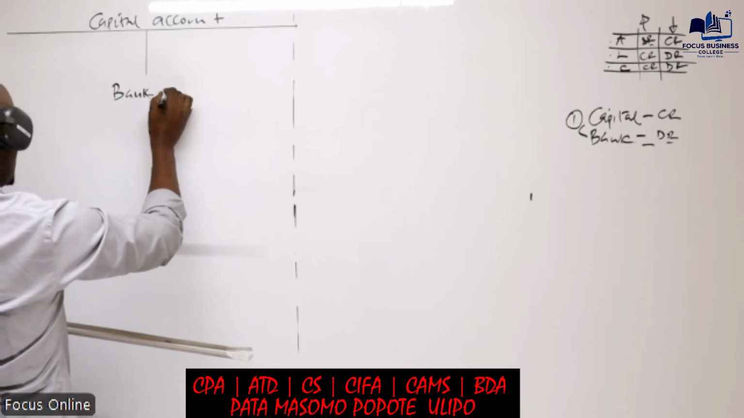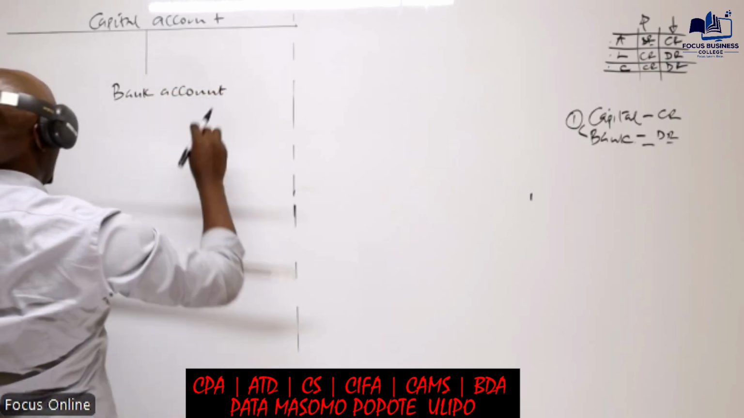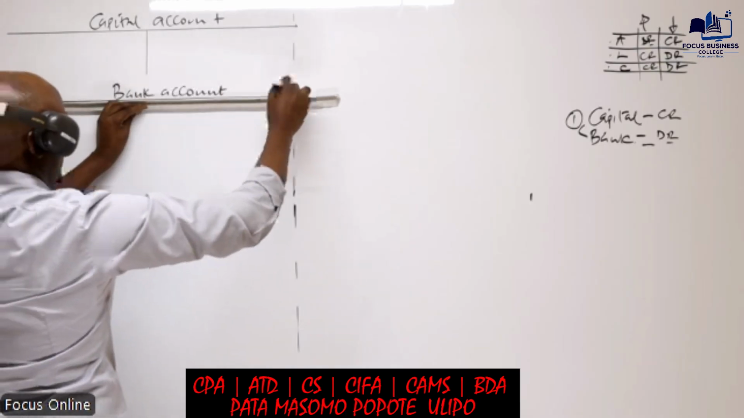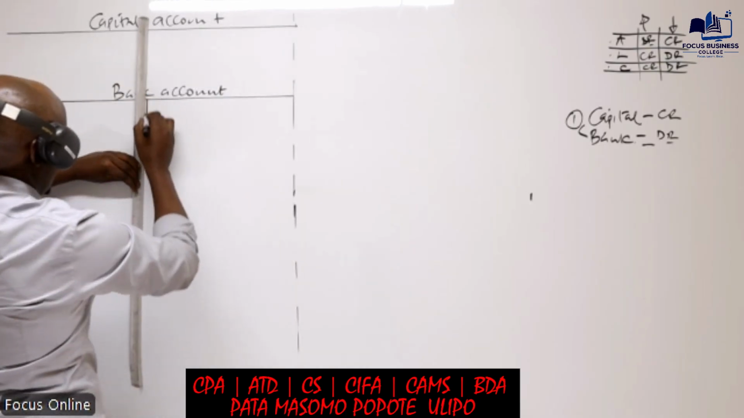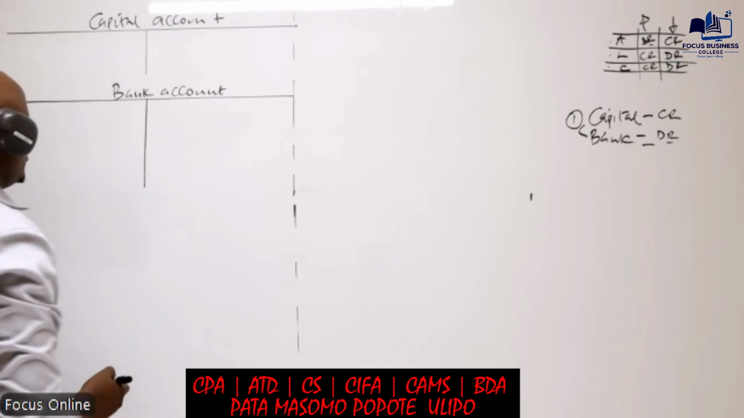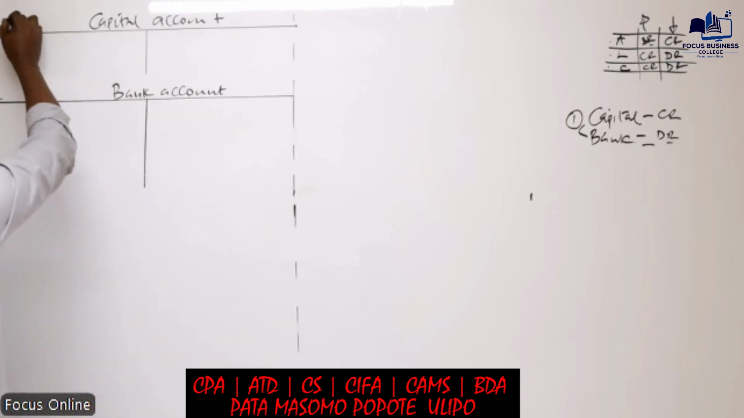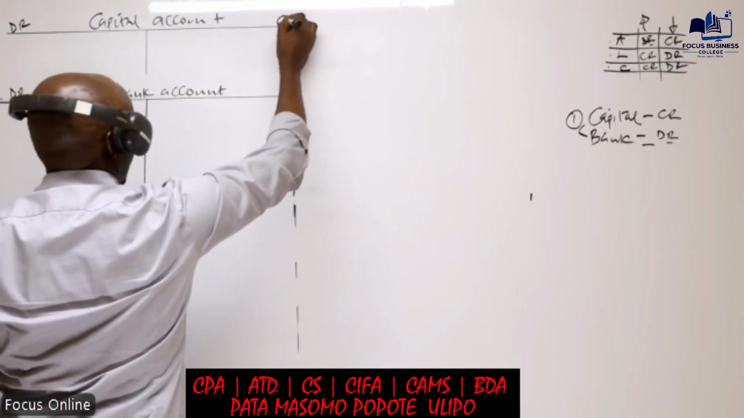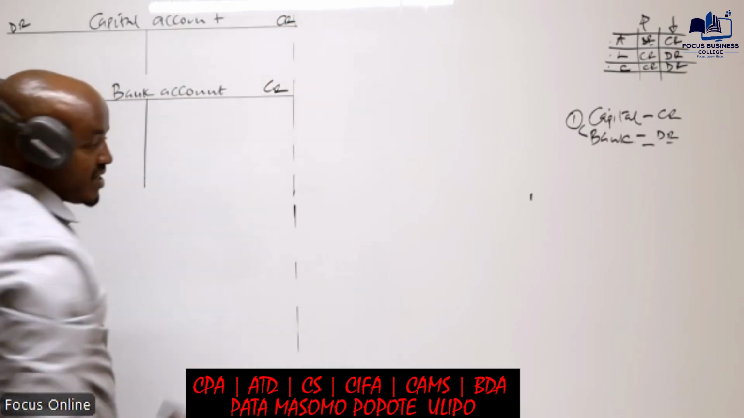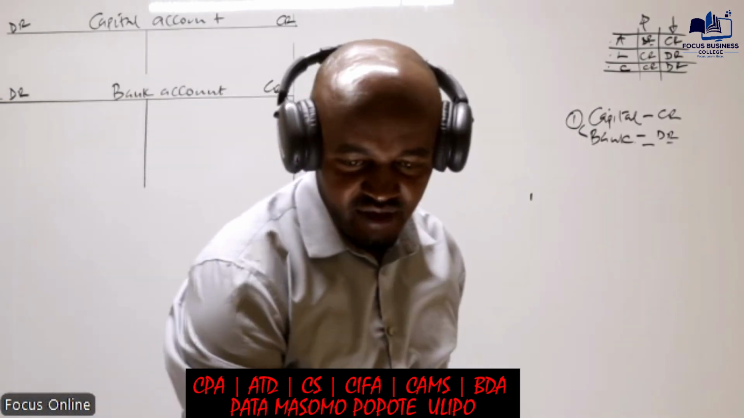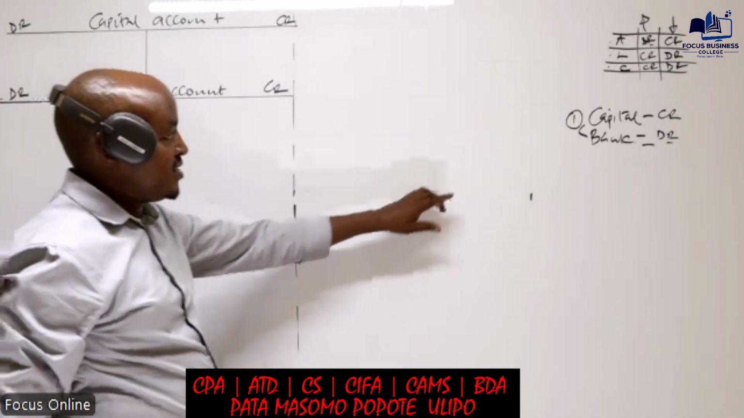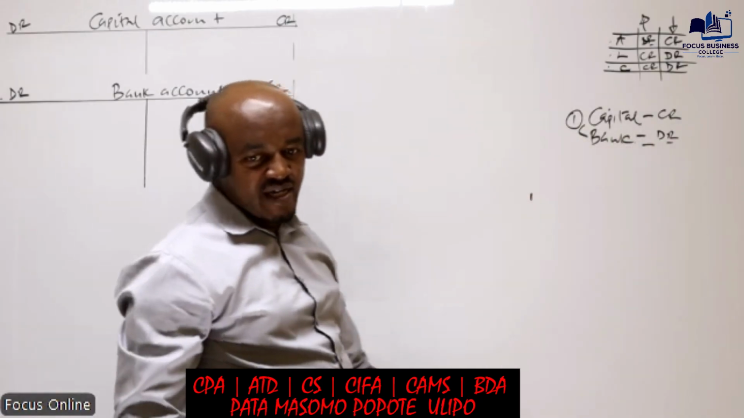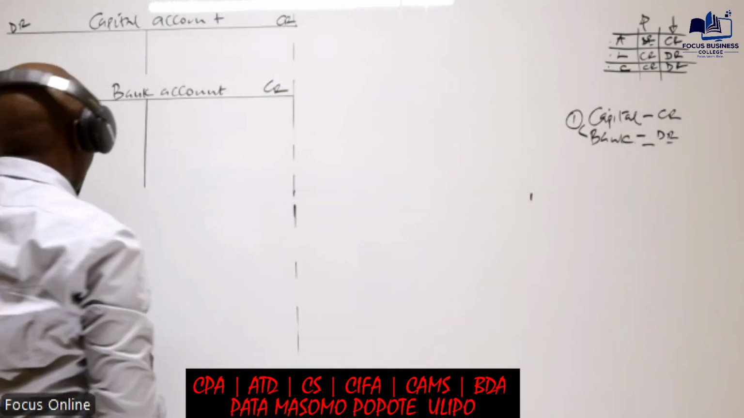The bank account. For the bank account, we may have a number of transactions, so that account will be a little bit bigger compared to capital. This is the debit side, whereas this is the credit side. Then we ask, which account are we debiting? We are going to debit the bank account, and then we credit capital.